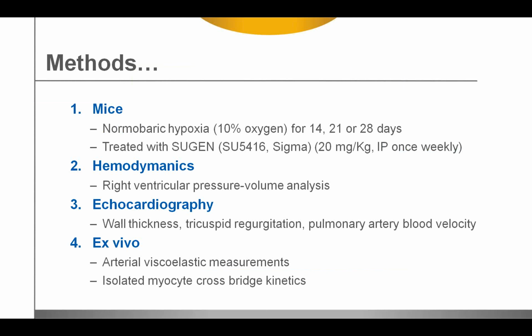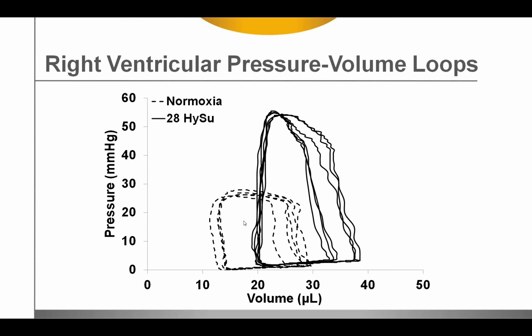Our model is pretty simple. We treat mice with 10% hypoxia and then with a VEGF inhibitor, Sugen, to potentiate the hypoxia. The mice are treated for either 14, 21, or 28 days. We measure right ventricular pressure volume loops. We have also been looking at these mice by echocardiography, looking at wall thickness, tricuspid regurgitation, and pulmonary artery blood flow. These are standard things that they would look at clinically. Then ex vivo, we take these arteries out and measure some viscoelastic properties, as well as look at isolated myocytes and cross-bridge kinetics.